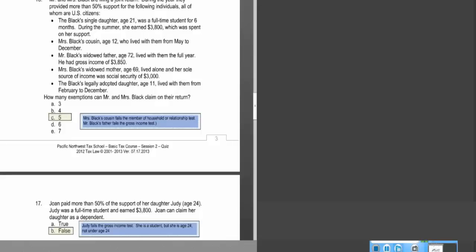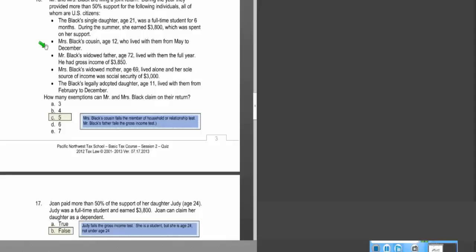Okay, first thing let's look at. The question is asking us how many exemptions. So right off the top, we know that we have 2 exemptions, one for Mr. Black and one for Mrs. Black. The Black single daughter, age 21, is a full-time student for 6 months. So in order to be a dependent, if you're over the age of 18, you need to be a full-time student for at least 5 months. And so their daughter meets that requirement. She meets the requirement for a qualifying child. So we do not have to worry about income for her because it does not matter how much she earned if she falls under a qualifying child designation.